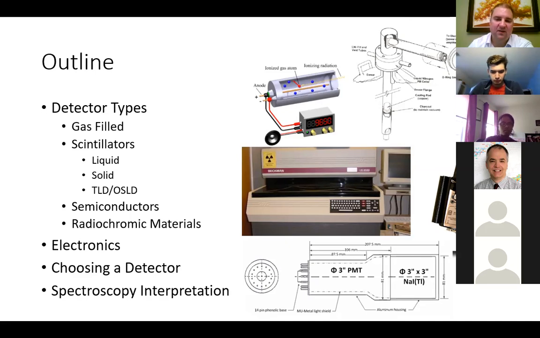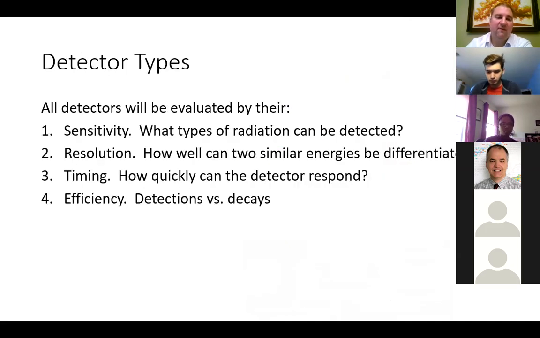As we look at all the different types of detectors, we're going to evaluate these detectors based on four parameters: their sensitivity, their resolution, their timing, and their efficiency. Sensitivity is what types of radiation can be detected. Some materials are sensitive to gamma radiation or more sensitive to gamma radiation than other materials. Some materials may only interact with beta particles, okay? Especially depending on how your detector is set up.